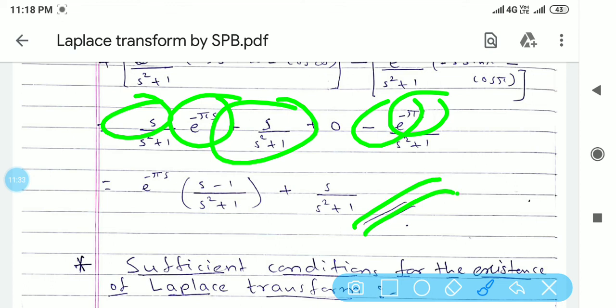Now in the next lecture, we will see for which functions we can find the Laplace transform, and some standard formulas, or Laplace transforms of some standard functions.